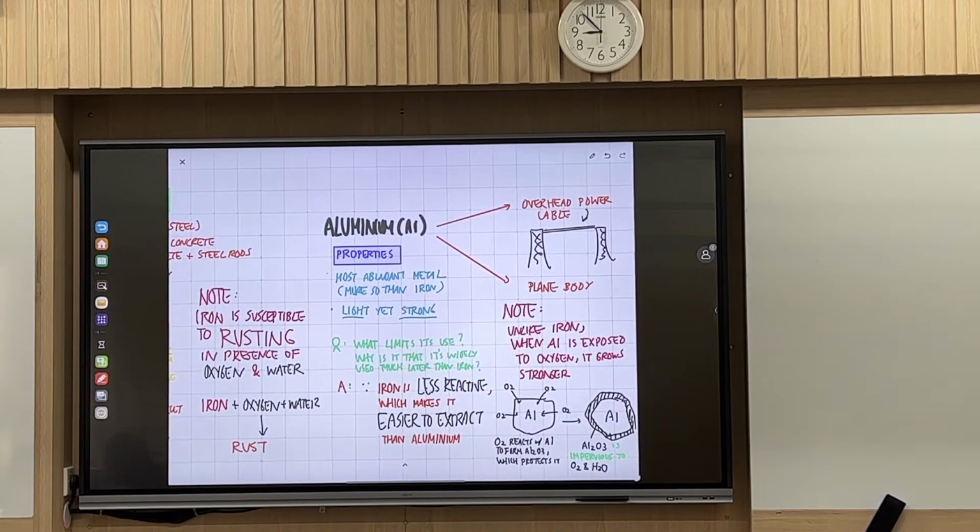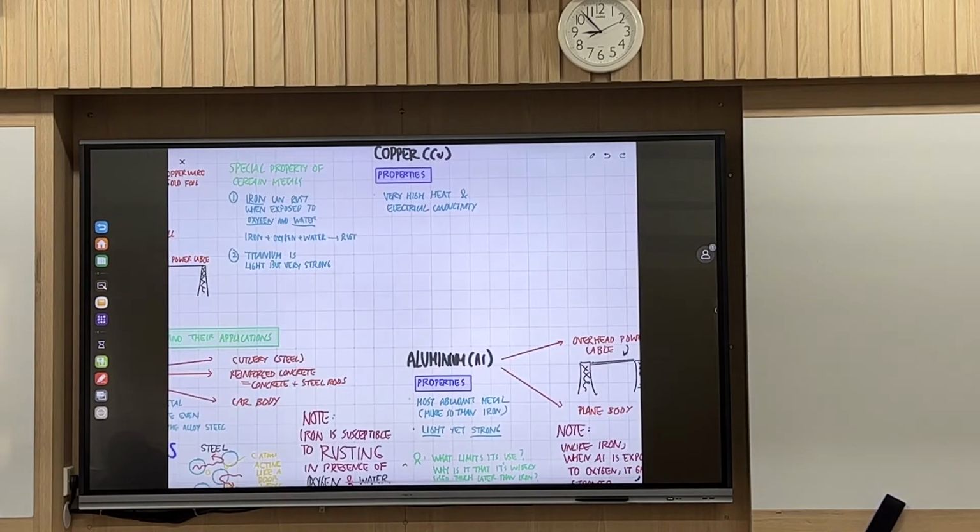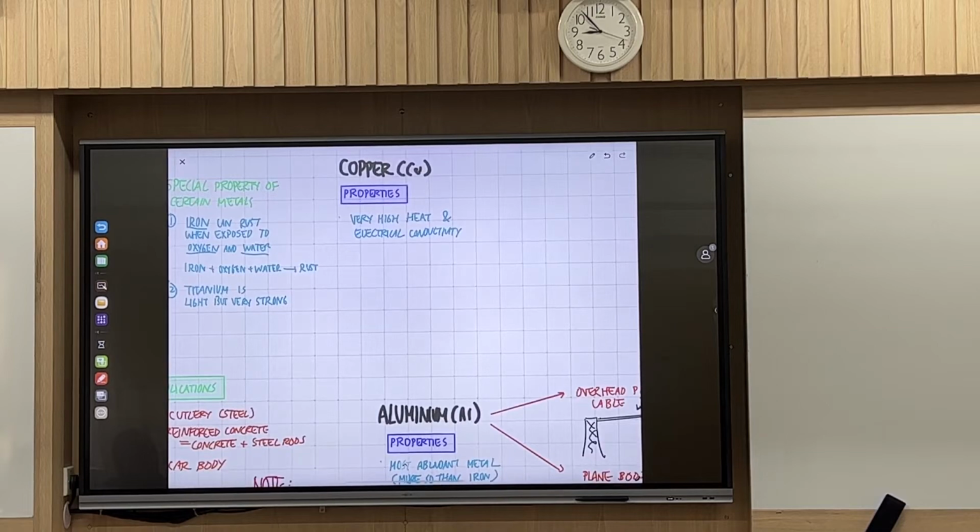Other than that, it's light and strong. It is the most abundant metal. It is tough, even tougher when it reacts with oxygen. Really a great metal, which is why you see aluminum being used in so many applications: window frames, laptops, plane bodies, you name it.